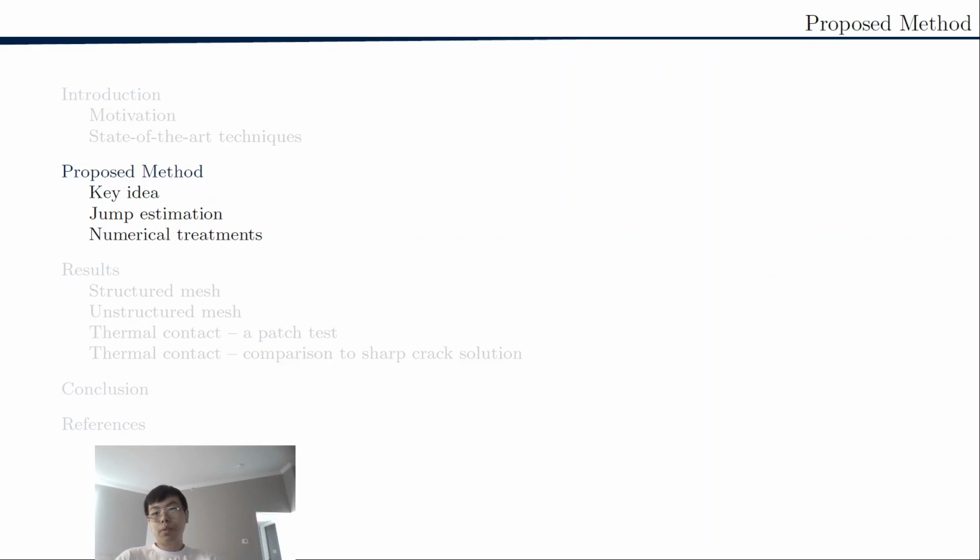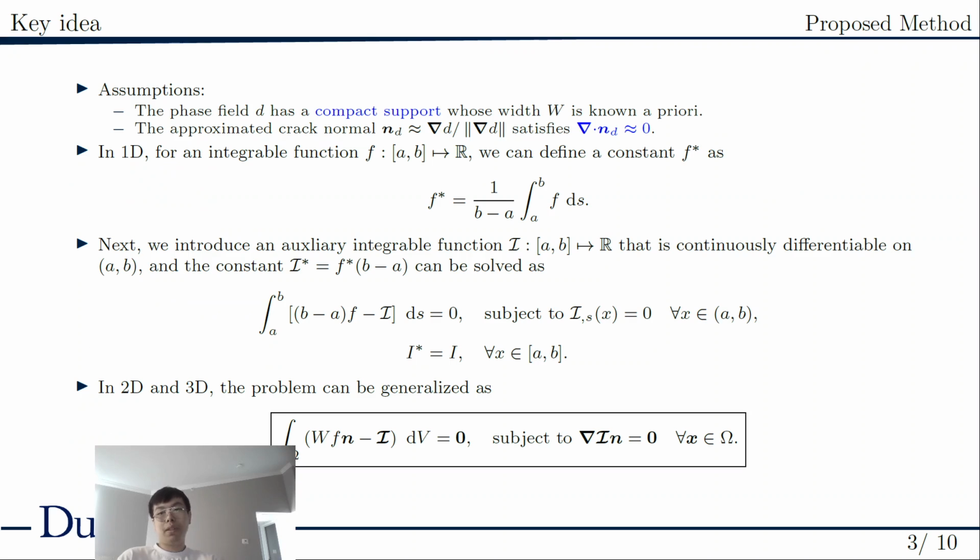So next I will briefly go over the basic derivation and some numerical treatments of our proposed method. First of all, we make two assumptions. The first one being the phase field has to be compactly supported with W known a priori. That is not saying that this approach doesn't work for AT2, where we have exponential decay or infinite support of the phase field.